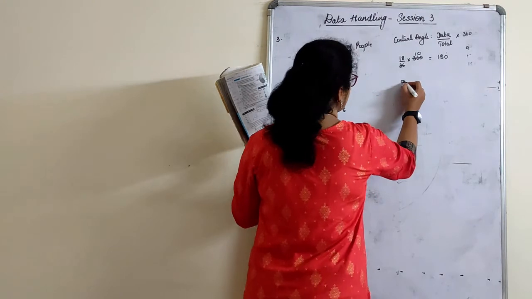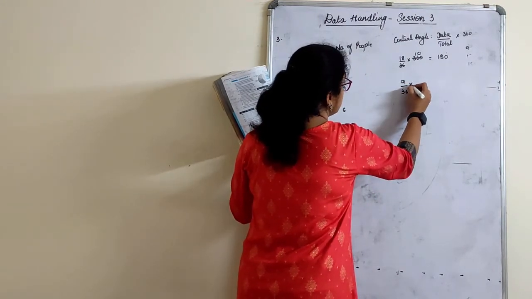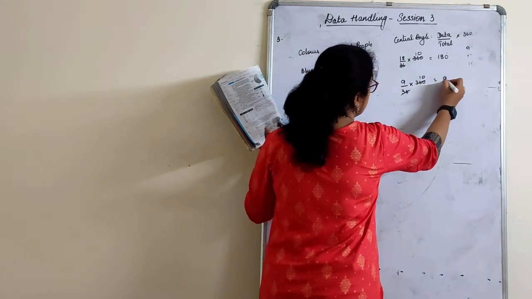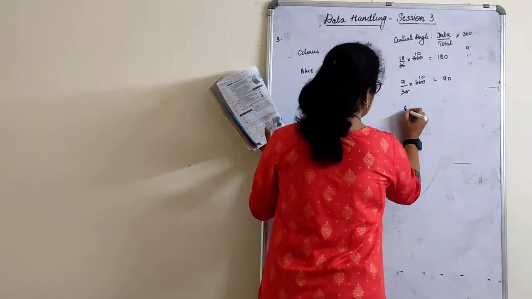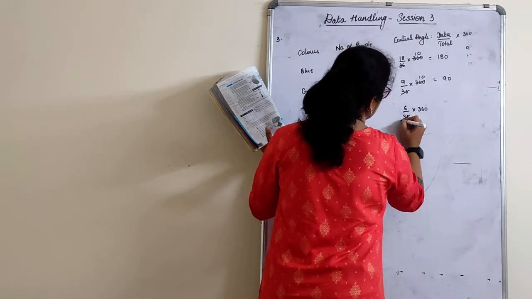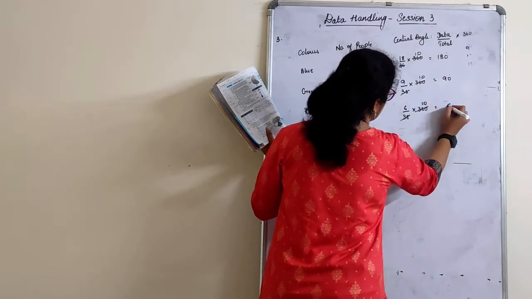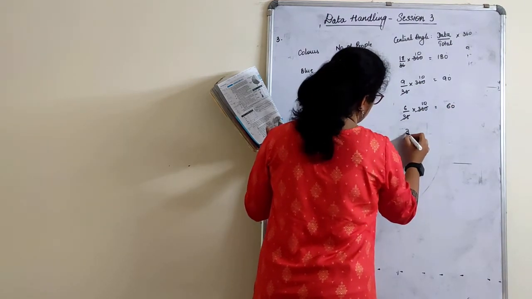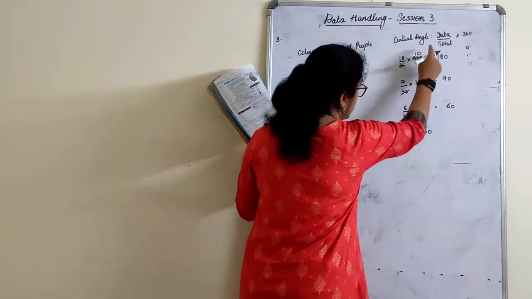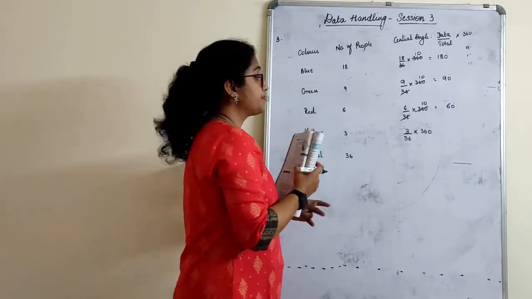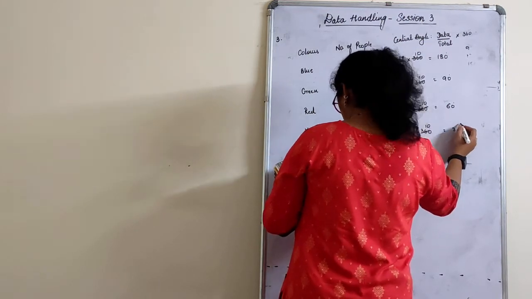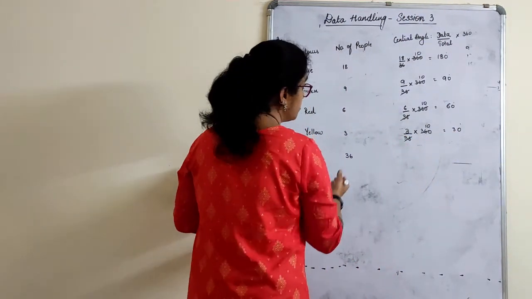Next, 9 by 36 into 360. Tens are 90 degrees you have to write. 6 by 36 into 360. Tens are 60 degree. 3 by 36 into 360. But whatever you do here, mention that in the formula. Is equal to tens are 30 degree. Yeah, done.